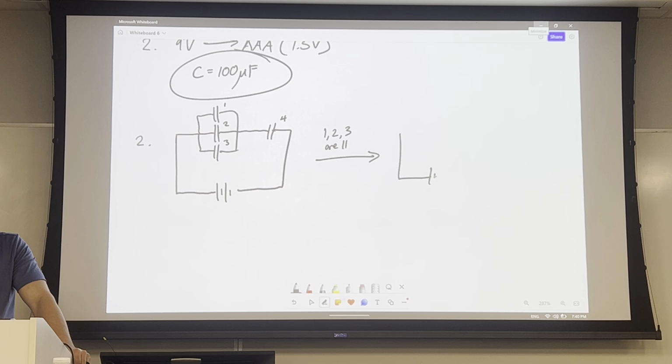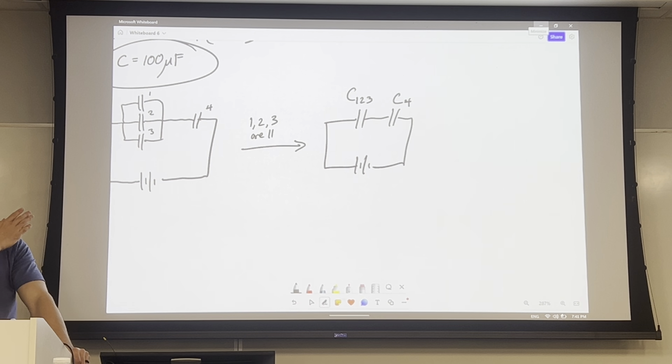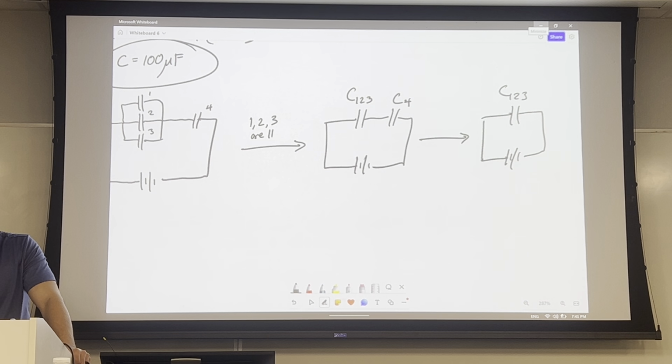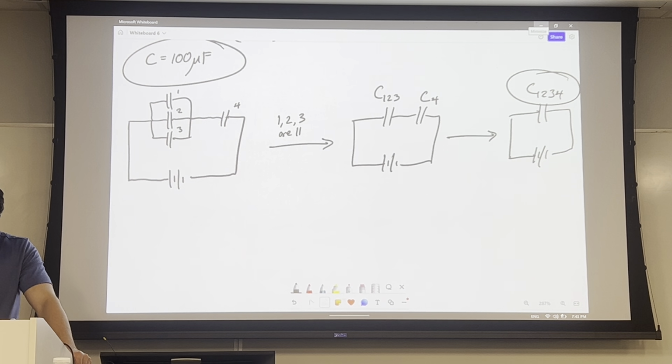So we can reduce this down to 2 capacitors, where this is C123 and this would be C4. Then you can see that these 2 capacitors are clearly in series, so we can reduce this down to a single capacitor, C1234, and this is the capacitance that we are concerned about.